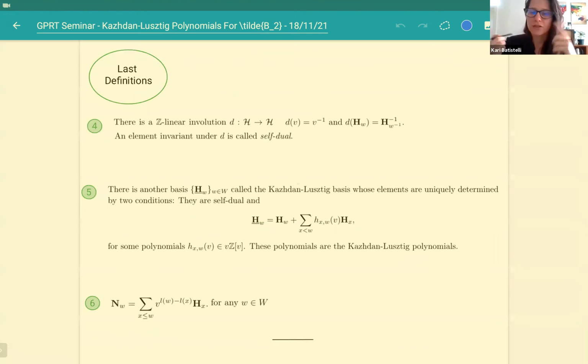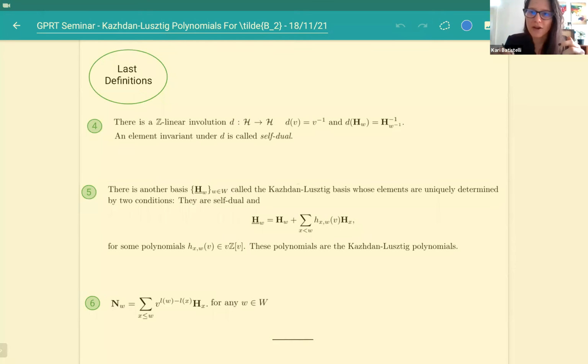In order to define the other basis, we need to define what a self-dual element is. An element in the Hecke algebra is going to be self-dual if it verifies these two equations. With that in mind, the second basis of the Hecke algebra is the Kazhdan-Lusztig basis, or the canonical basis.